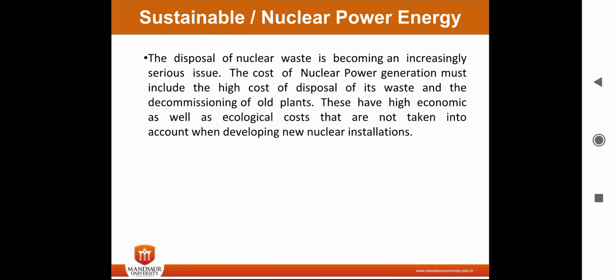The disposal of nuclear waste has become an increasingly serious issue, because after generation of electricity, this nuclear waste is creating serious problems in the environment. The cost of nuclear power generation must include the high cost of disposal of waste and the decommissioning of old plants. These have a high economic as well as ecological cost.